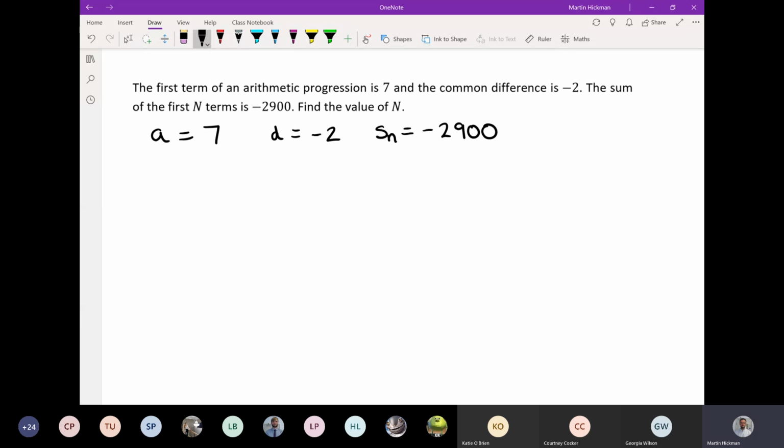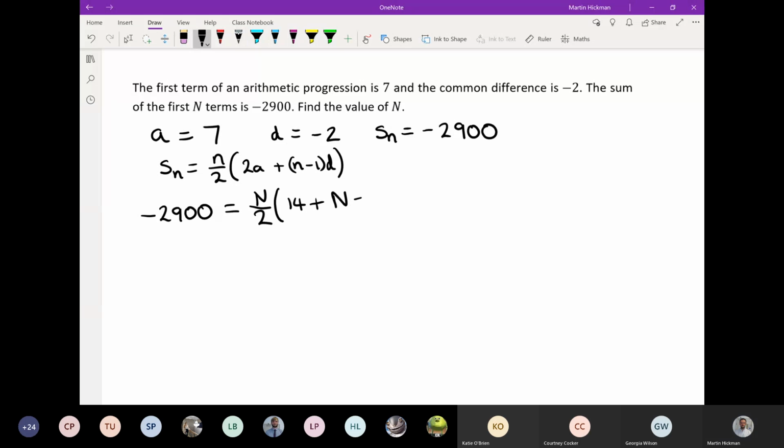So what we do is we use our formula. We're going to use the second formula. Sorry, you use it in the first form even. So we use it in this form this time. So replace the Sn with minus 2,900. N, well, that's what we're trying to find. In this question, they're called a capital N, so we'll use a capital N there. 2 times A, that's 2 times 7 for 14. Then we've got our capital N minus 1 times D, well, D is minus 2.